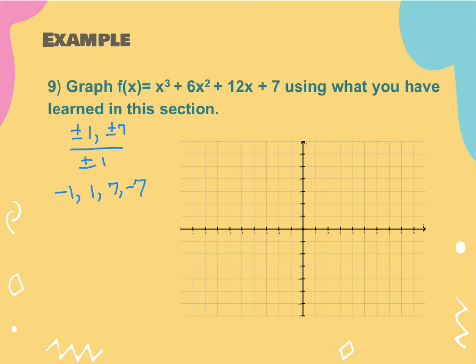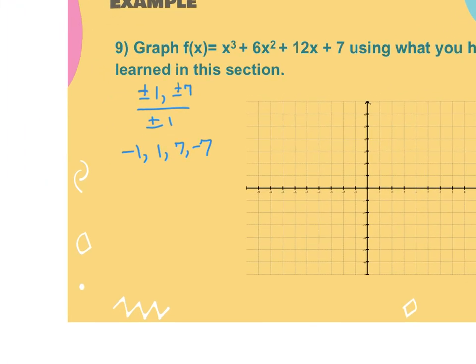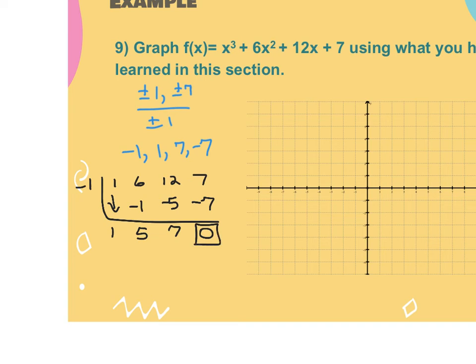Now, if you look at the next slide, let me go back here, and I'm going to set up my synthetic, and I'm going to do -1, 1, 6, 12, and 7. Bring down, multiply, add the column, multiply, add the column, multiply, add the column. I already knew I was going to get a remainder of 0 because I looked at the Desmos graph.